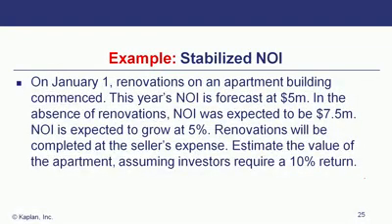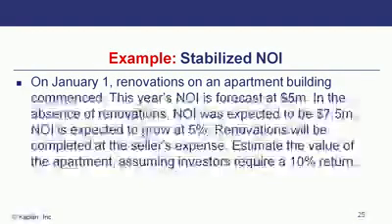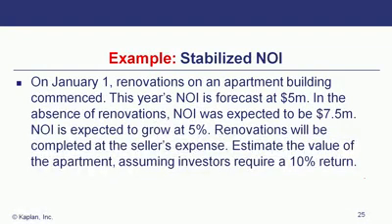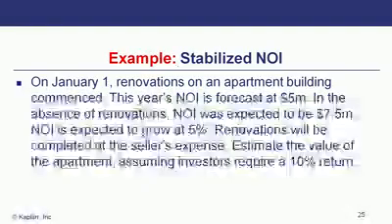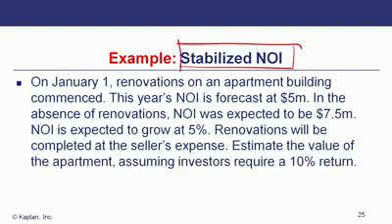All right. What about properties that are currently being renovated, or where there's some short-term upheaval in the property or the area around the property that's going to cause cash flow issues in the short run? Well, the point here is that we want to use what's called stabilized NOI, and so let's explain this by working through a little example. So using stabilized NOI, on January 1st, renovations for an apartment building commenced.